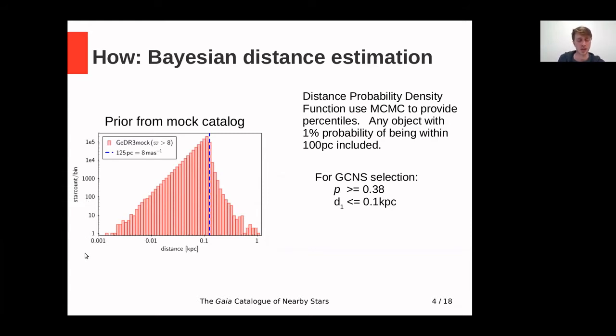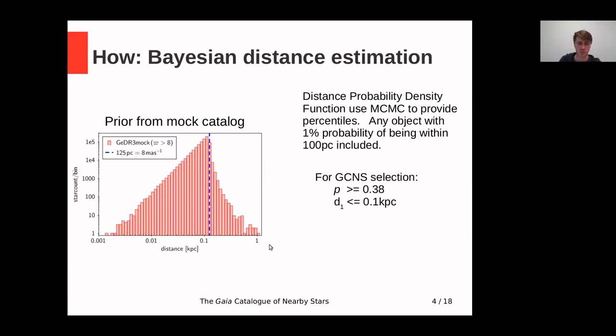And initially, we have cut on observed parallax of 8, so everything that is bigger than 8 milliarcseconds is included. And in the absence of parallax uncertainty, we would expect a steep rise until 125 parsecs and then a drop. But since we have parallax uncertainty, even stars that are further away than 125 parsecs can enter our sample. We generate this with a mock catalog that includes a galaxy model and the magnitude limits of Gaia and also an error model of the parallaxes.